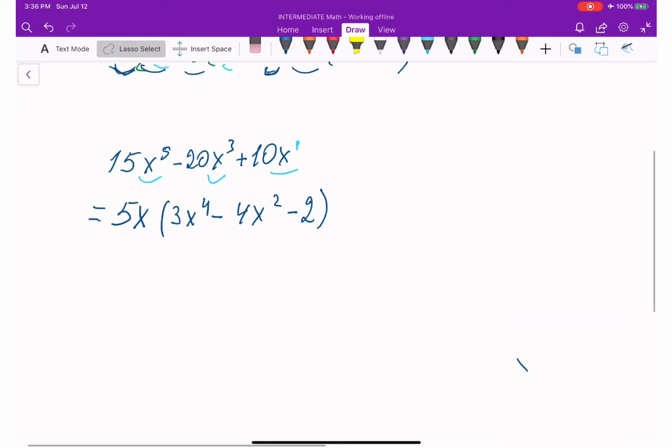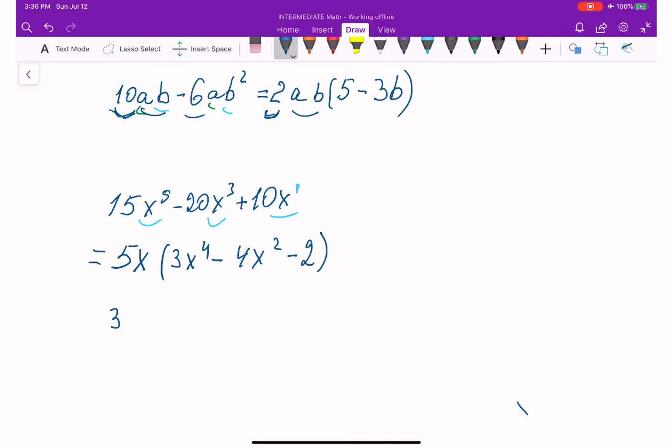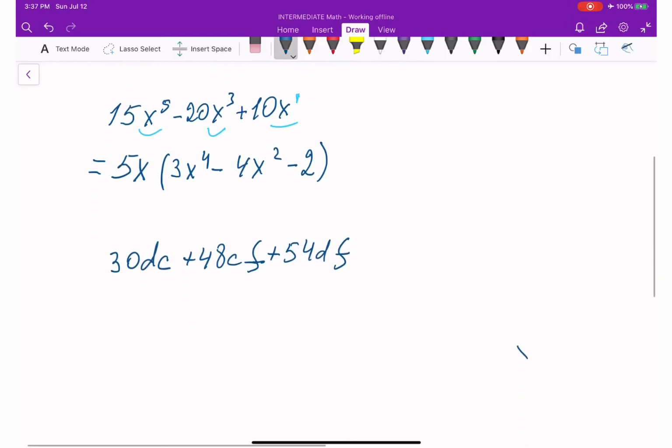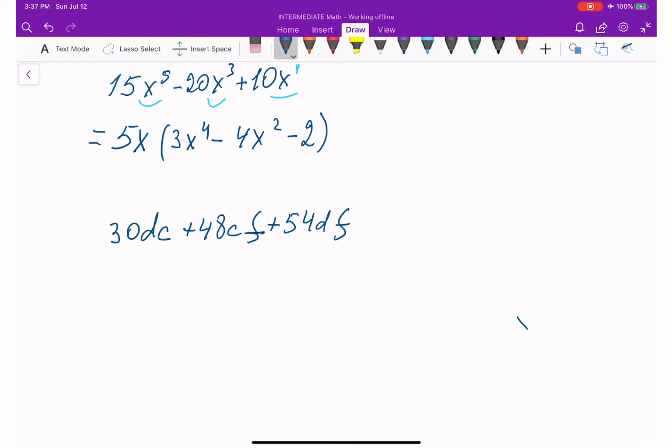Next one: 30DC plus 48CF plus 54DF. Okay, what is going to be the common factor here? I mean, the greatest common divisor.